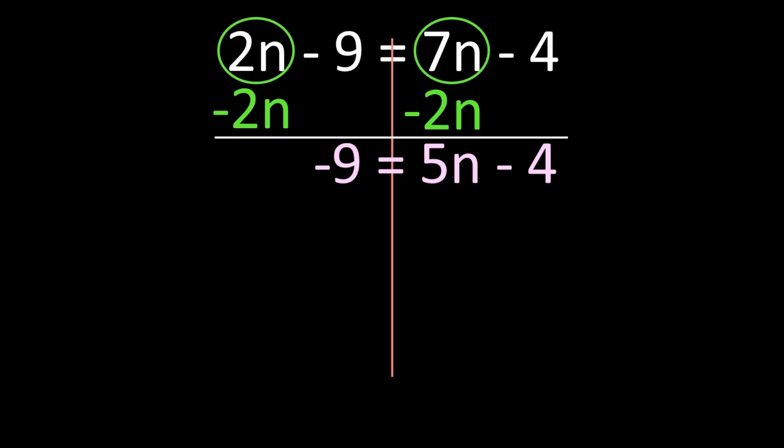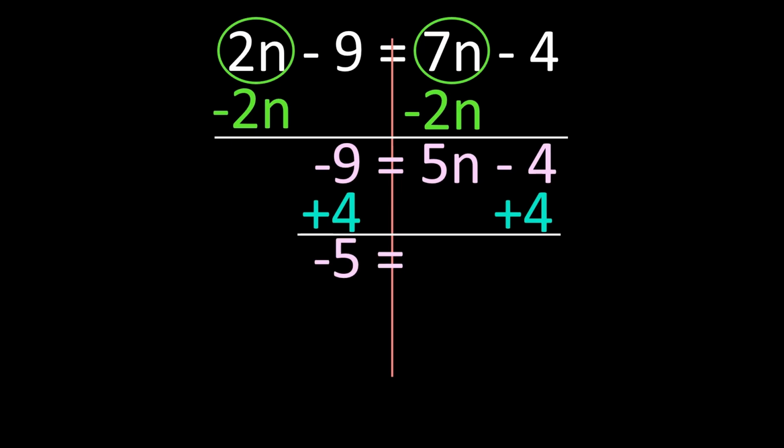Now I have a two-step equation. Negative 9 equals 5n minus 4. So my next step is going to be to add 4 to the right-hand side because ultimately I want the variable isolated on the right. So I'll need to also add 4 to the left-hand side of the equation. So negative 9 plus 4 is negative 5. The 5n, I haven't done anything to it. I still have 5n on the right. And then negative 4 plus 4 is 0. And I don't need to show that anymore on the right-hand side. So now I have negative 5 equals 5n.